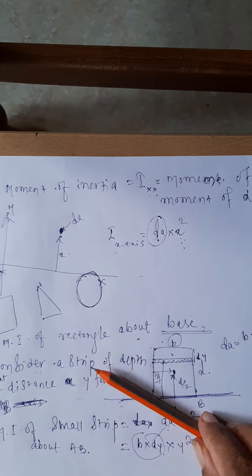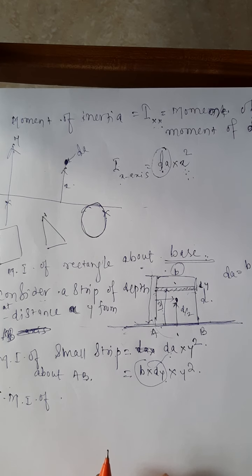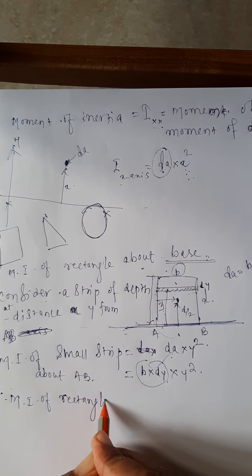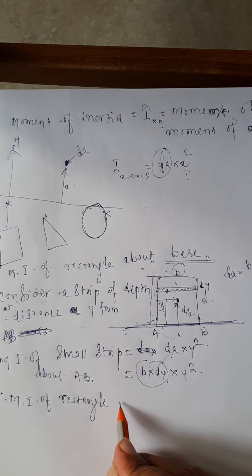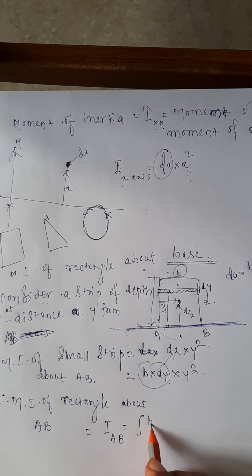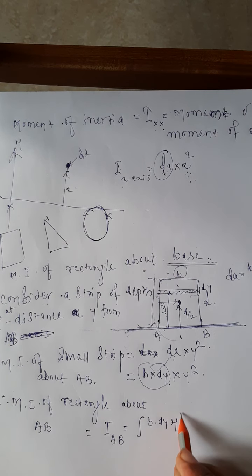Therefore, the moment of inertia of the whole figure, the moment of inertia of the rectangle about AB. How am I indicating it? I, the moment of inertia, from where do I want it? I want it about AB. It is to be taken as integral of b into dy into y square.